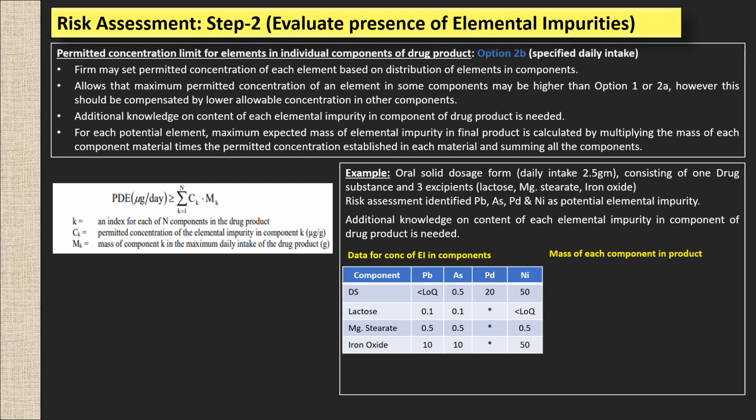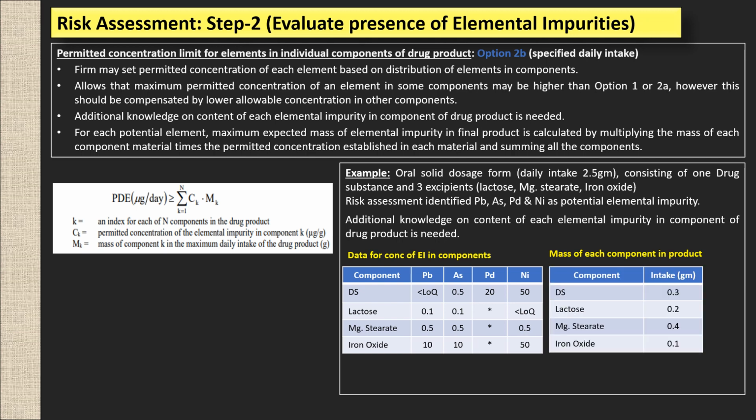So in option 1 and option 2A, we have seen, for example, the lead value was considered same for all the components. In this case, the values are different and based on additional knowledge data from the input of different sources. So the drug substance can be below LOQ, lactose can be 0.1, magnesium stearate can be 0.5. So there are different limits that can be defined.